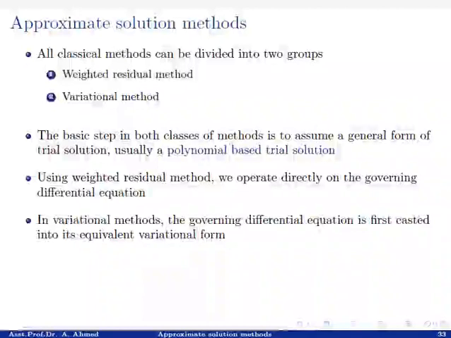All classical approximate solution methods can be divided into two groups: weighted residual method and variational method. The basic step in both classes of method is to assume a general form of the trial solution, usually a polynomial based trial solution. Using weighted residual method, we operate directly on the governing differential equation, whereas in the variational method, the governing differential equation is first casted into its equivalent variational form, and then we incorporate some trial solution into the resultant equation.